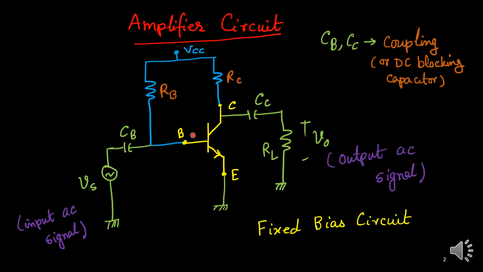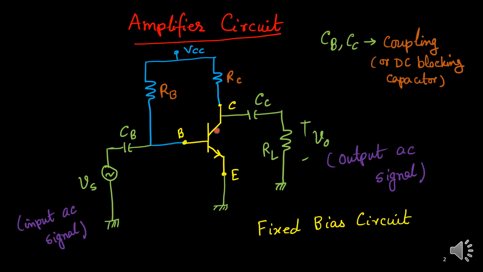These transistors can amplify the signal, and this one is the input signal applied, and this is the output signal side. This V0 is the output signal, AC signal, and rest part RB, RC, CB, CC, these are considered to get the biasing circuit and coupling one. This CB and CC are called coupling or DC blocking capacitor.